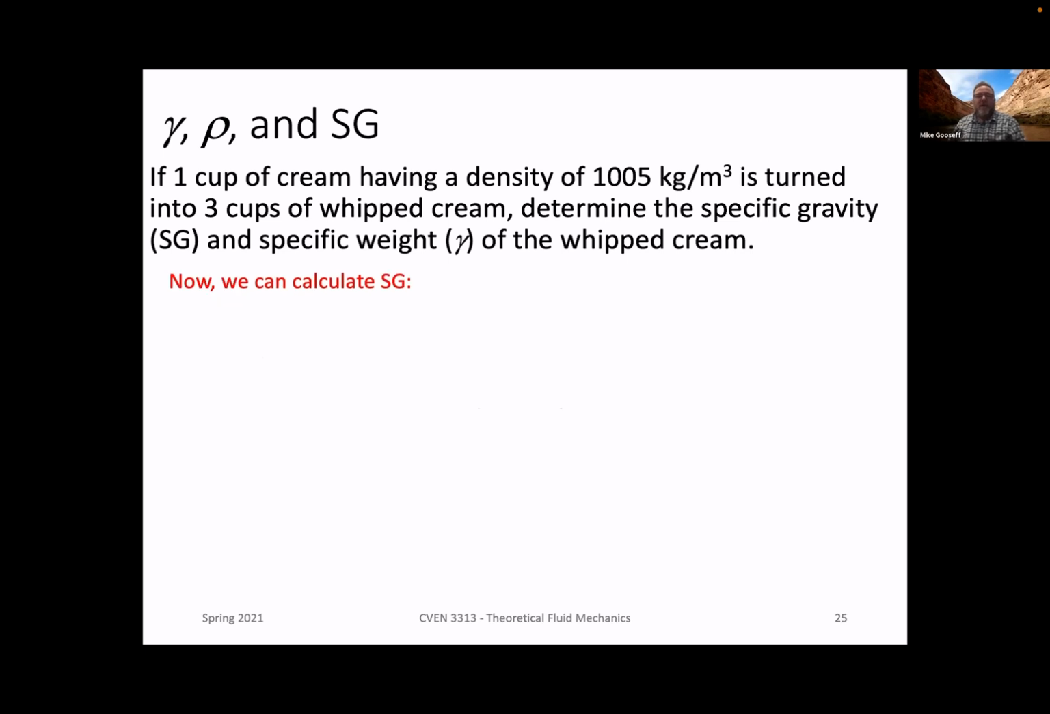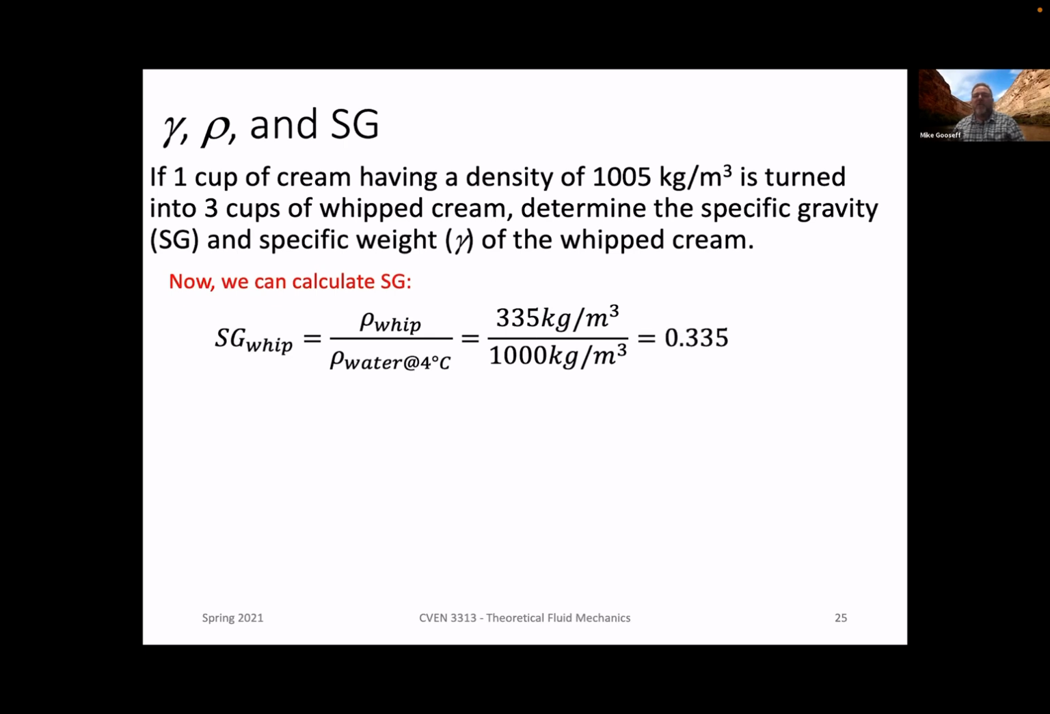Now we need to calculate the specific gravity, or at least that's the first opportunity we have. So the specific gravity of the whipped cream will be equal to the density of the whipped cream divided by the density of water at 4 degrees Celsius, so that's 1,000. Remember, that's always 1,000 kilograms per cubic meter. And so when we work this out, we get 0.335 is our specific gravity. Pretty straightforward, right? 335 divided by 1,000. And remember, there should be no units on this. This should just be a ratio. So there's our answer there.